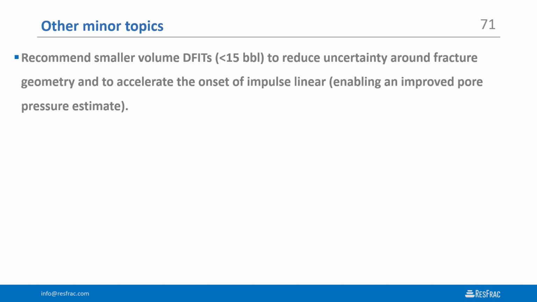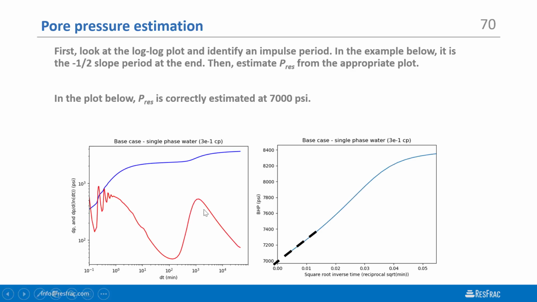Another thing, this is a minor topic, I recommend smaller volume DFITs. And there's two reasons. First of all, you really would like to get a good pore pressure estimate, right? And the more fluid you inject, the longer it takes for you to get out to this impulse transient. A lot of times I get DFITs and they shut in for a week and they've only gotten up here and it hasn't started to come back down yet. And the reason for that is because if you inject 50, 60 barrels or more, it just takes longer for everything to happen. And so if you keep the volume small, like 15 or lower, you're more likely to get out to impulse transients.